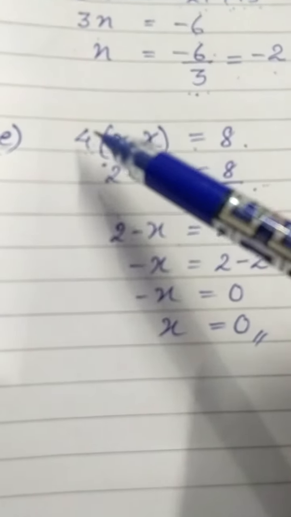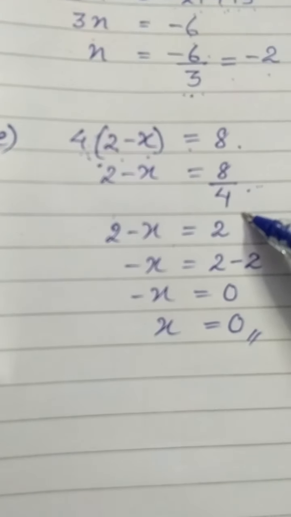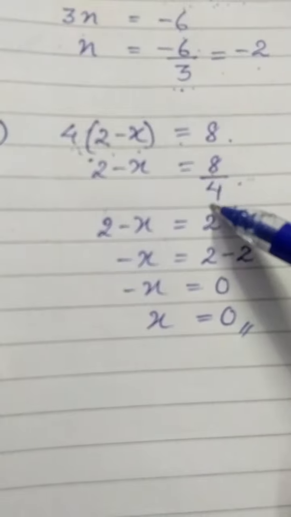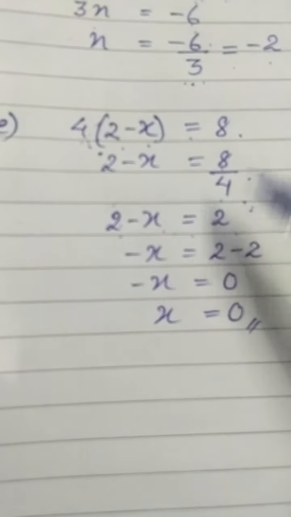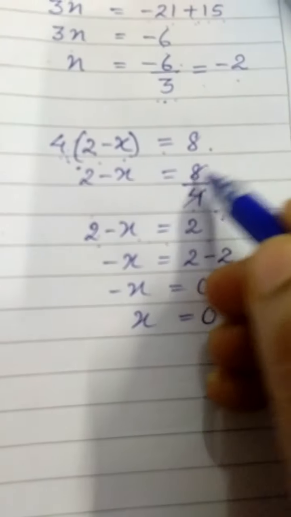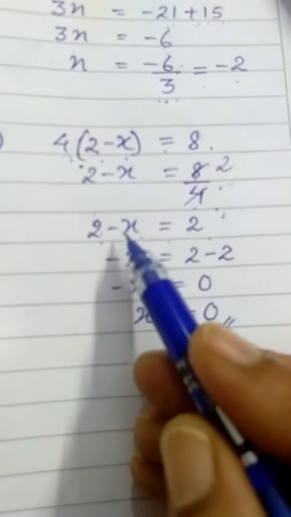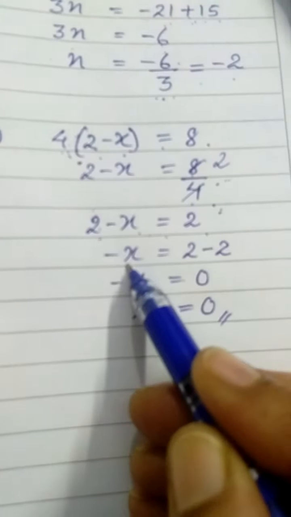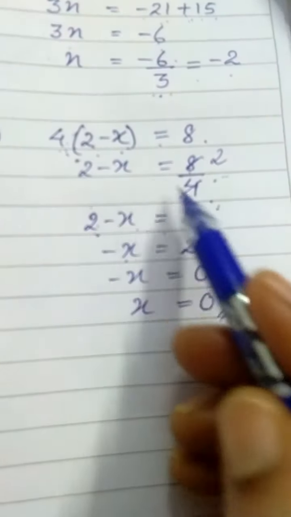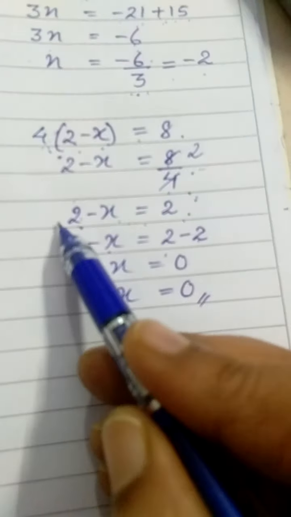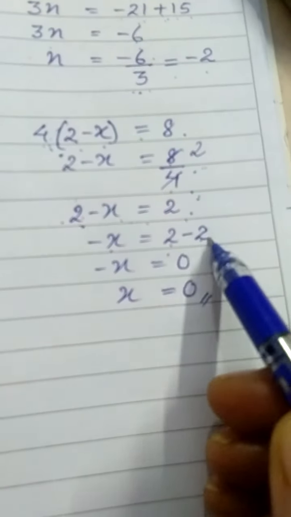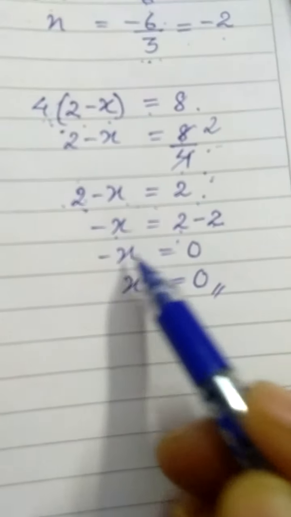So 4 will come this side, that is towards the right hand side, so 8 upon 4 is 2. Now 2 minus x is equal to 2, because 4 ones are 4 and 4 twos are 8. So 2 minus x is equal to 2. Now minus x will be equal to, this 2 will be changing. So it will become minus 2, because here it was plus 2. So 2 minus 2 is 0. Minus x is equal to 0.